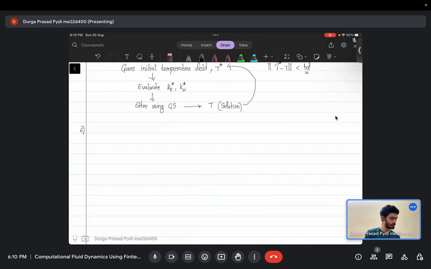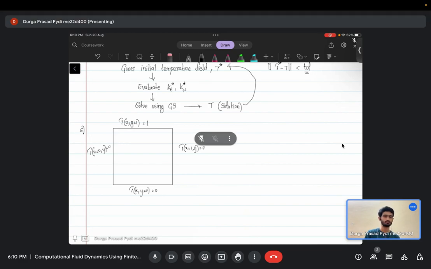So the domain is a square domain. You have the boundary conditions here. So this is essentially T(x, y) equal to 0 at y equal to 0, at x equal to 0, at x equal to 1, and at y equal to 1, T(x, 1) is 1. The equation is again straightforward. It's just the Laplace equation, del square T equals 0, in 2 dimensions.